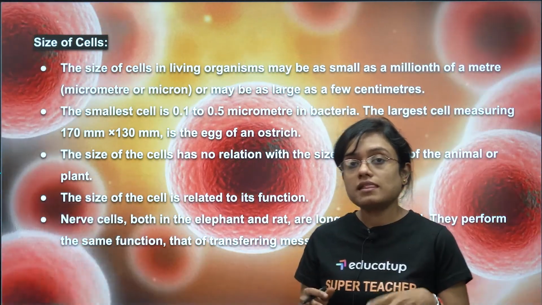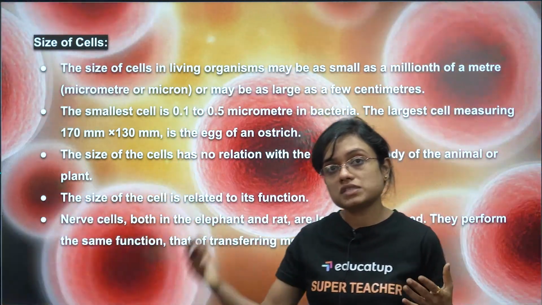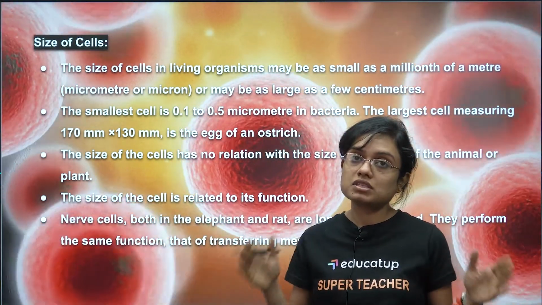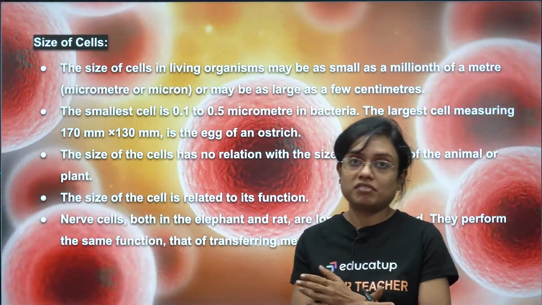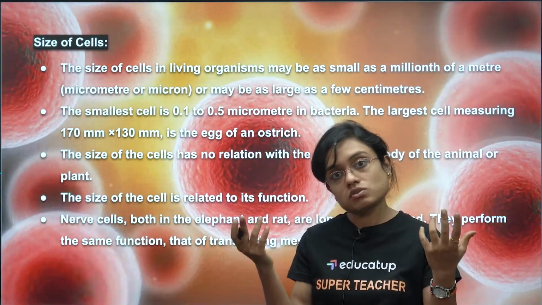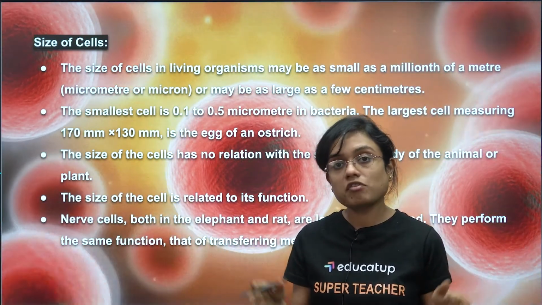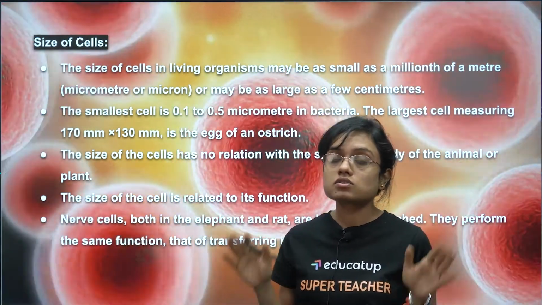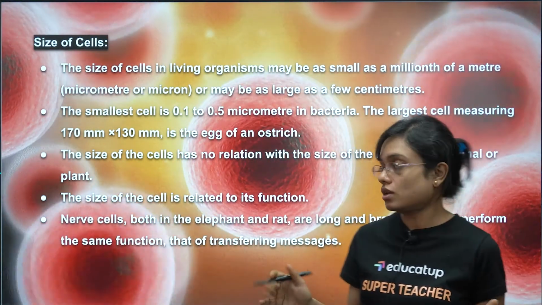Even a nerve cell in a rat and the nerve cell in an elephant perform the same function. Now you can imagine the difference between the size of a rat and an elephant. So the cell size must also be different, but still both are performing the same function of transferring messages. The size of the cell does not make any difference in the functioning.